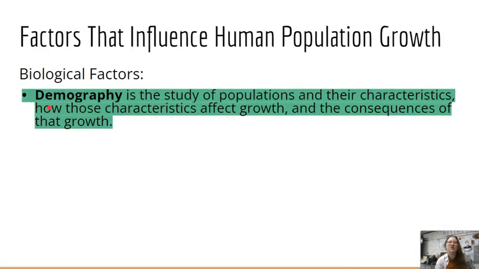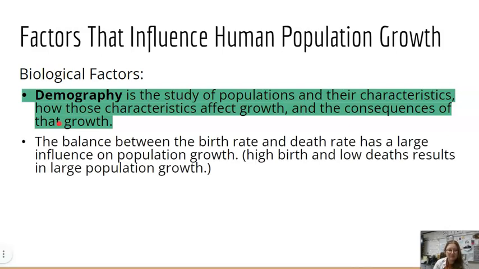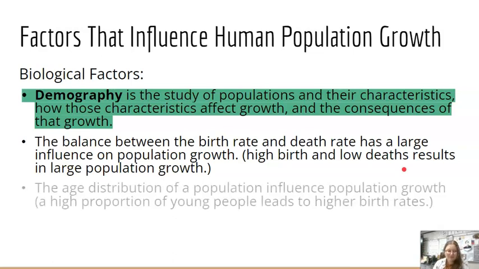So to talk about the biological factors, I want to define demography, and that's the study of populations and their characteristics, how those characteristics affect growth, and then the consequences of that growth, usually in terms of human populations. So in this, we're looking at the balance between the birth rate and the death rate, and that has a large influence on population growth. High birth rate and low deaths result in a large population growth. If you're having a lot of babies that people are not passing, then our population is just going to explode.